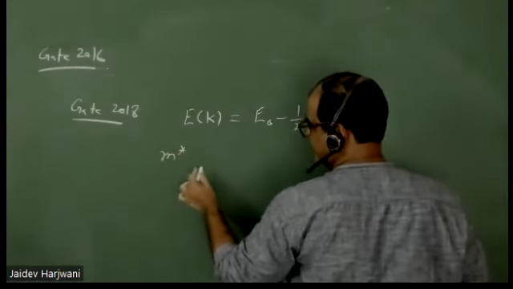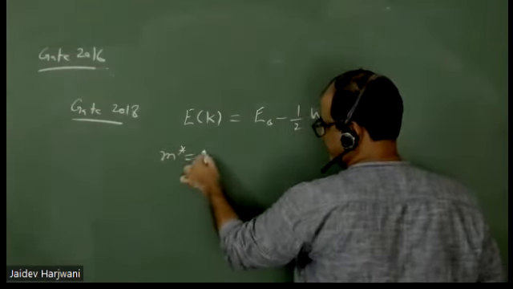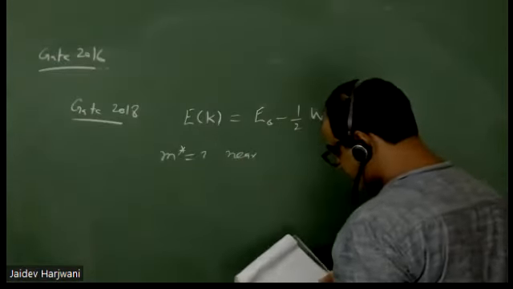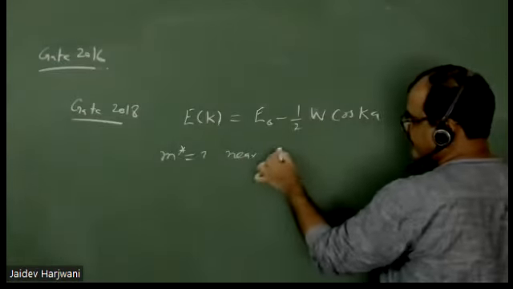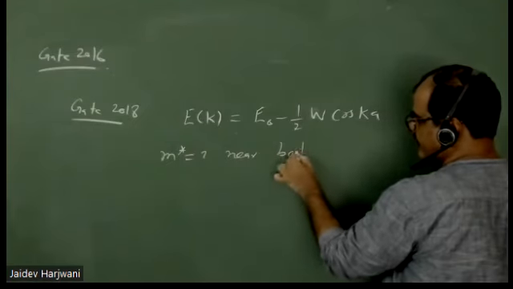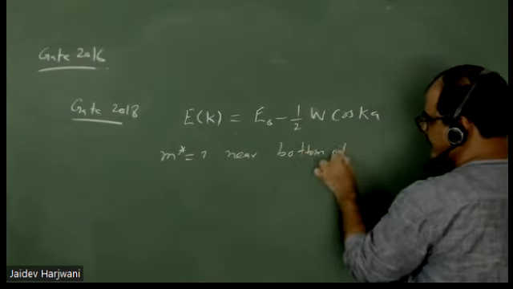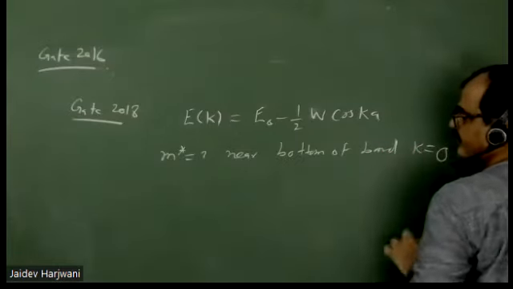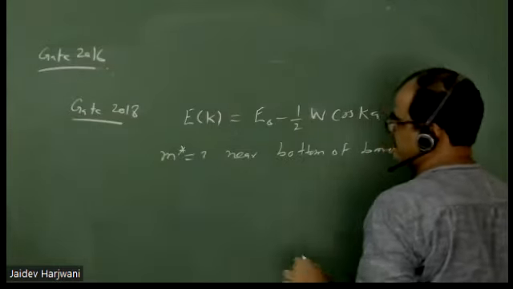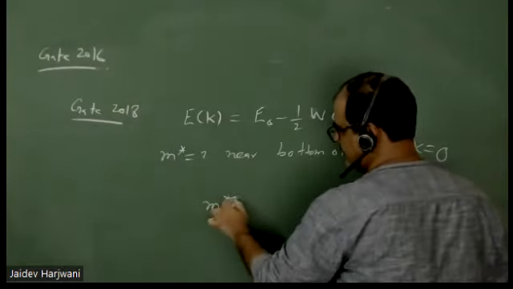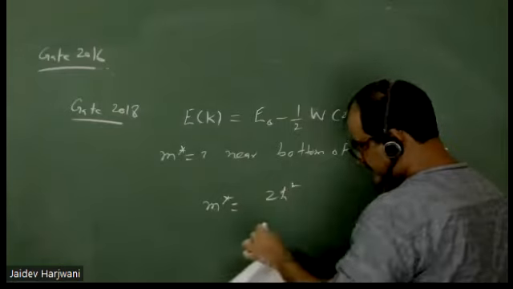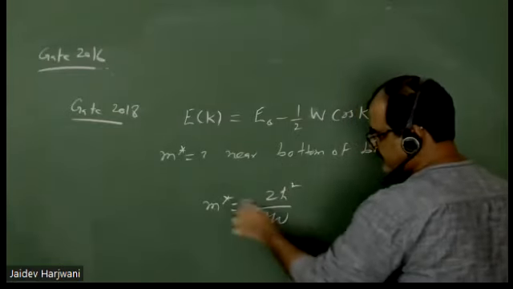Calculate the effective mass near the bottom of the band, that is, at k equal to 0. The answer given is 2 h cut square by a square W, that is 2 h cut square upon omega a square W.